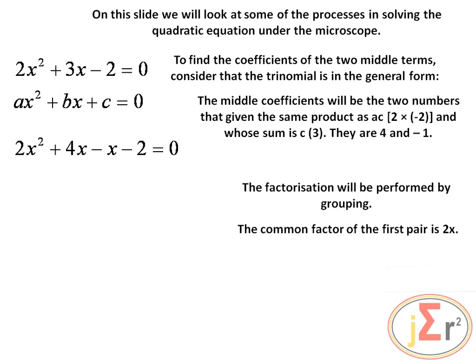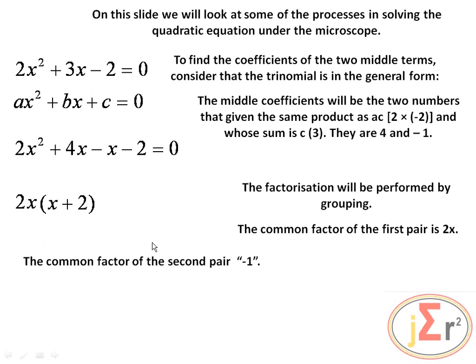The common factor of the first pair is 2x. So 2x is the common factor of the first pair. 2x into 2x squared is x. 2x into 4x is 2. The common factor of the second pair is negative 1. And any number divided by 1 is that same number, but we need to consider the sign. So negative into negative is positive. We will have a positive x, and the negative into negative 2 is positive 2, and the result is equal to 0.